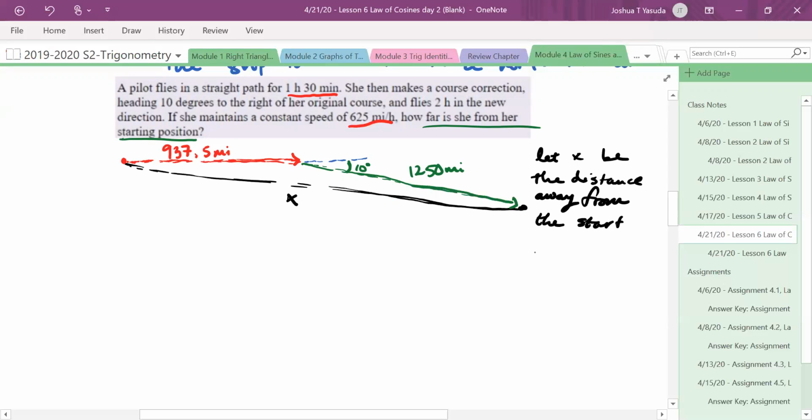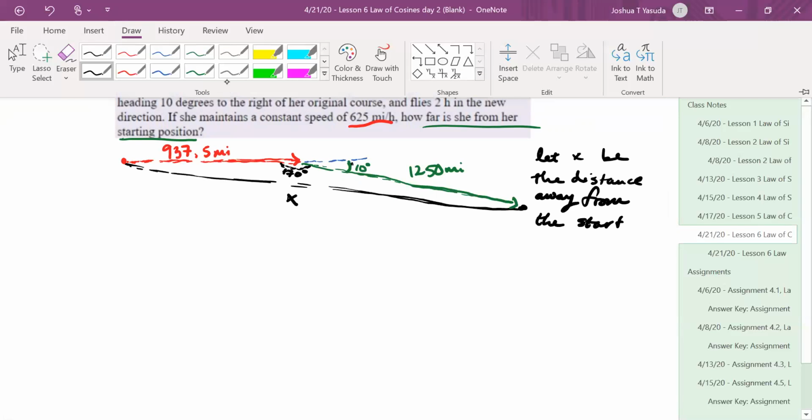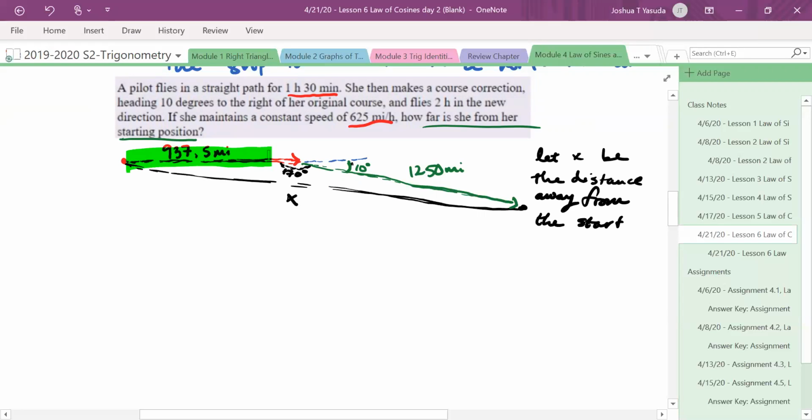Okay, so that's going to be how far she is from the start. We don't know all 3 sides, but we know 2 sides, and we know this 10 degrees, which means we should be able to figure out this obtuse angle. They add to 180, so this should be 170 degrees. So we know this is law of cosines, because you have a side and a side, and then you know the angle in between. So side, angle, side. That's why I'm going to use law of cosines.